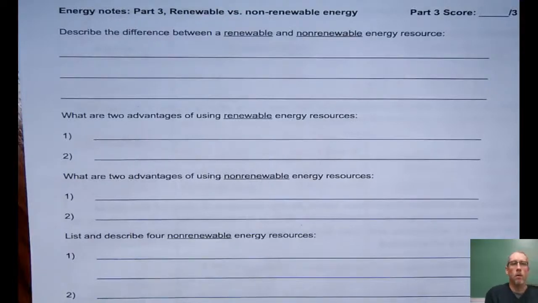Well, hello, and welcome to part 3 of the notes on the unit on energy. And in this particular part, we're going to focus on the difference between renewable and non-renewable energy.